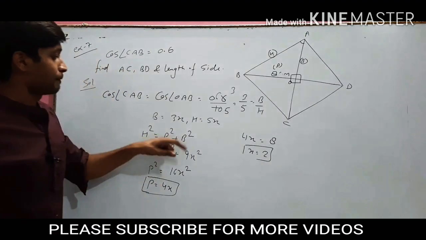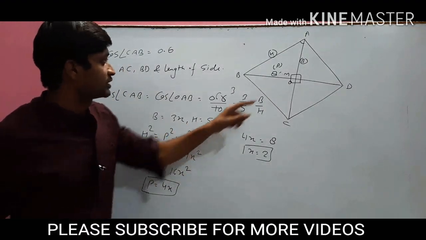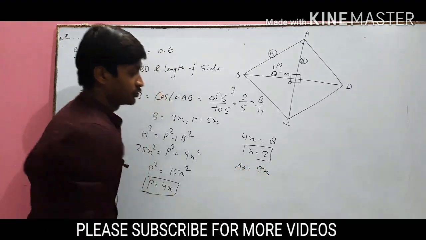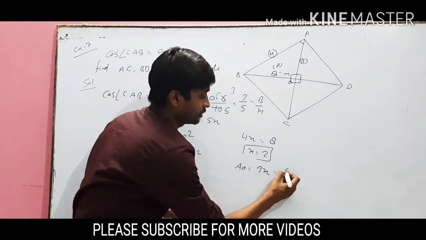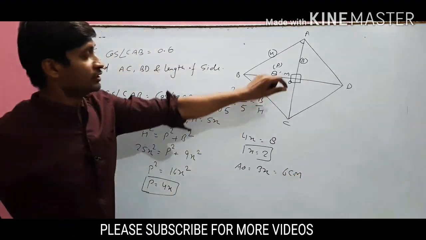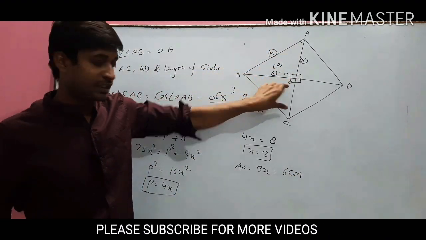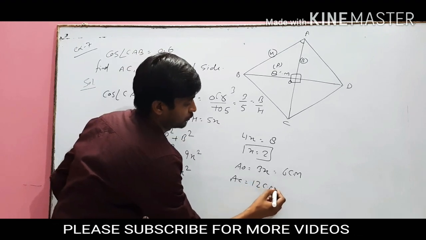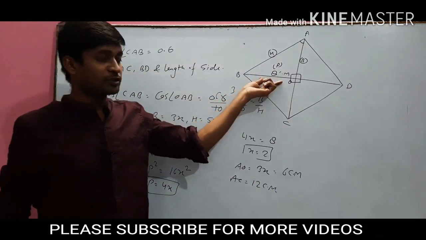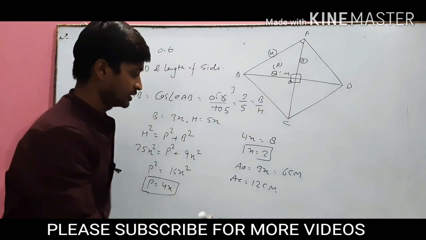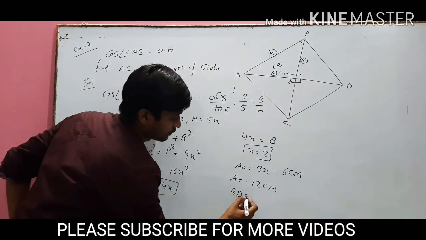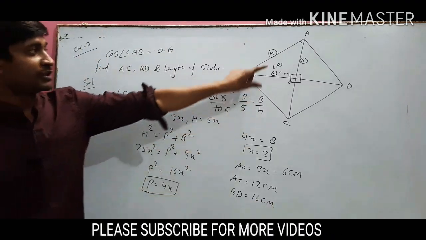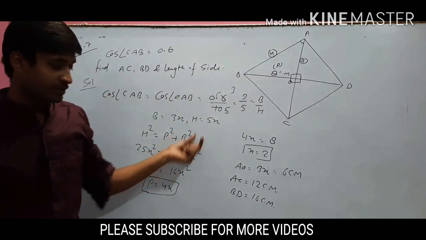Now we can find base. Base is AO. AO is equal to 3x. How much is x? 2 centimeters. So AO will be 6 centimeters. Also OC will be 6 centimeter. So AC is equal to 12 centimeter, and twice of 8, that is BD, 16 centimeter. Now we have to calculate this H. H is 5x.